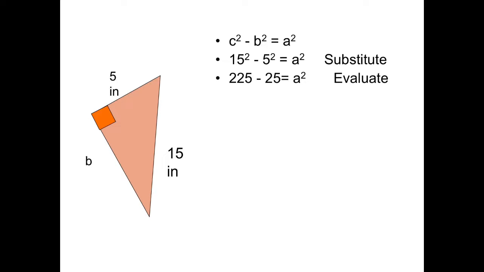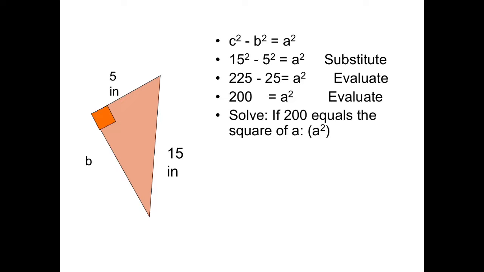So we substitute that in the place of C, and then in the place of B, we're going to put the 5. Now I know what you're saying, but the B is the one that's blank. That doesn't matter. Which is B and which is A doesn't matter, but which one is C does. So 15 squared, 225. 5 squared is 25, and then we're going to subtract them because we're trying to find what's left over.